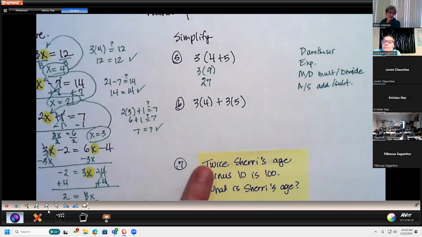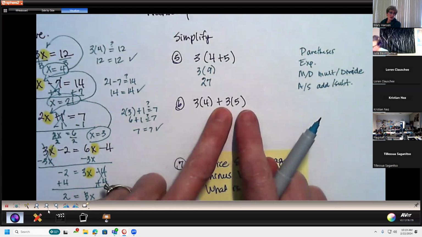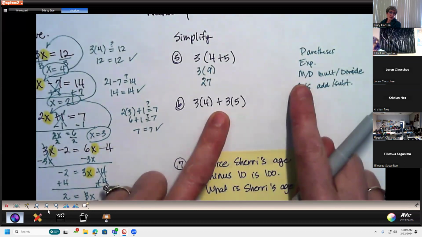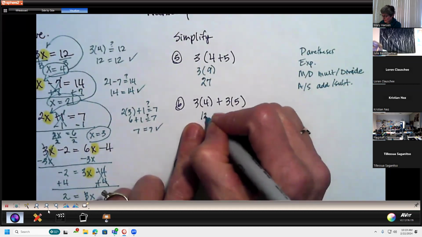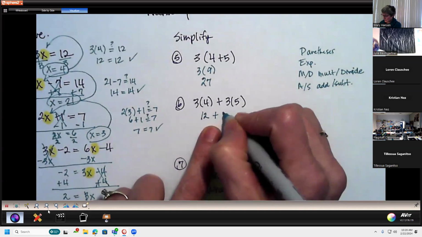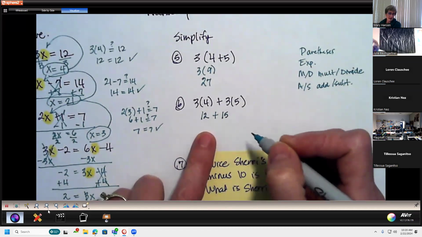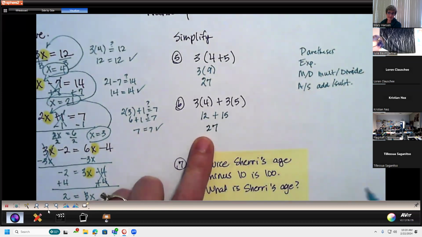Number 6, we have multiplication and we have addition. And so we multiply before we add. So we multiply 3 times 4 and we get 12, and 3 times 5 and we get 15. And we get the exact same answer.